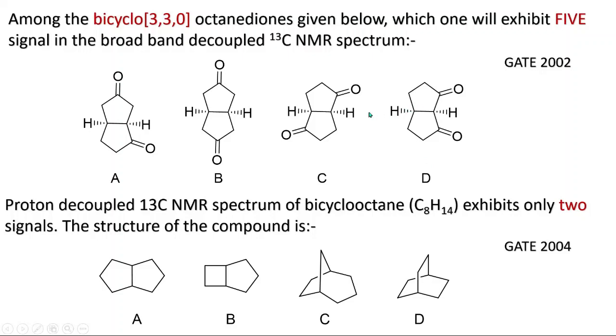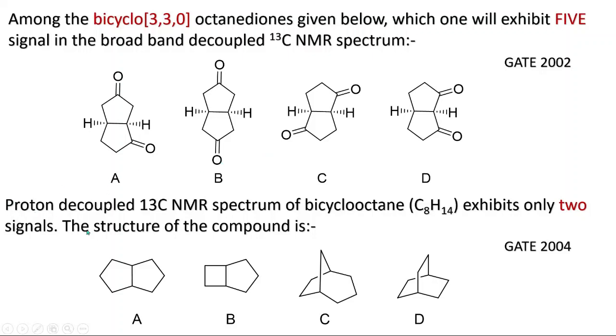If you check, there is a plane of symmetry like this. So 1, 2, 3, 4, 5. This will have 5 signals in the proton decoupled 13C NMR spectrum. So option D will be the correct answer. Now come to the next question.